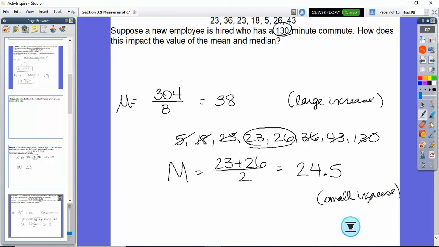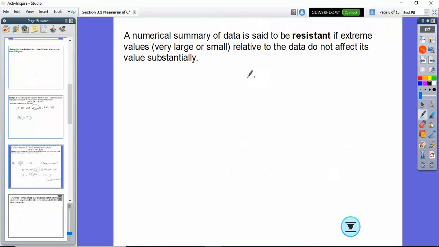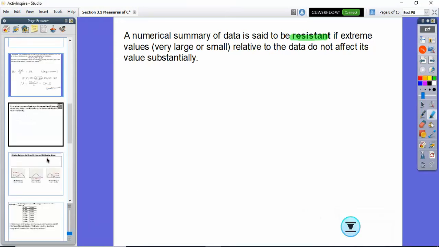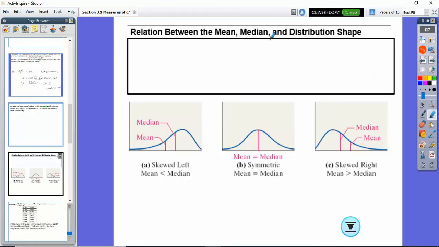But if all my points are pretty close together, which one is really a better indicator? The mean, the average. Okay, so what we call this, the median is what we call resistant. And resistant is just when your extreme values don't make a significant difference. You're kind of illustrating what's going on. So it's up to you if you want to draw this or not. It is in the textbook on page 123 if you don't want to draw this.